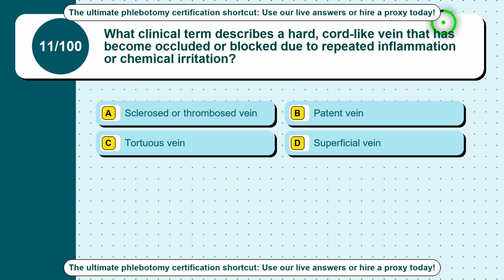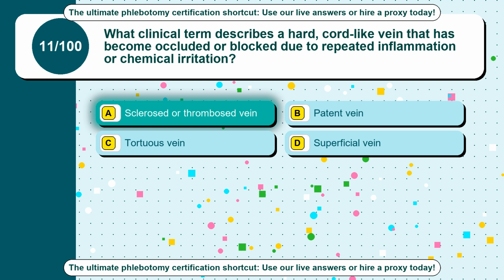Question 11. What clinical term describes a hard, cord-like vein that has become occluded or blocked due to repeated inflammation or chemical irritation? Option A. Sclerosed or thrombosed vein. Option B. Patent vein. Option C. Tortuous vein. Option D. Superficial vein. The correct answer is option A.